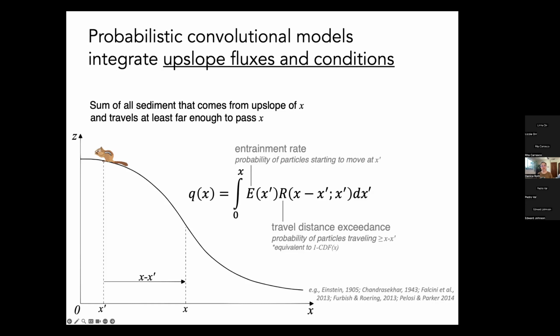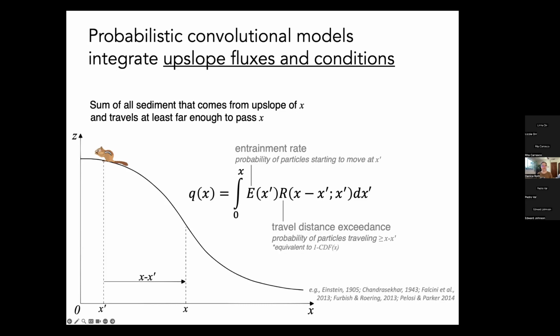Related approaches have been used in rivers and depositional systems in the geosciences, and in physics and astrophysics, they've been used to model the movement of atoms and galaxies. This is a model that Einstein actually used in 1905.